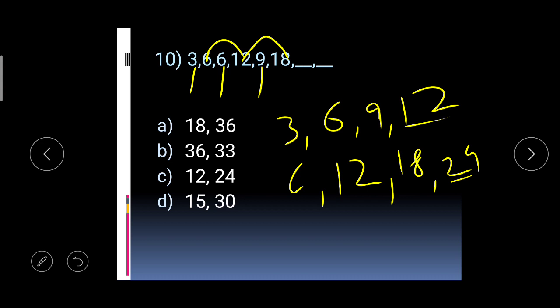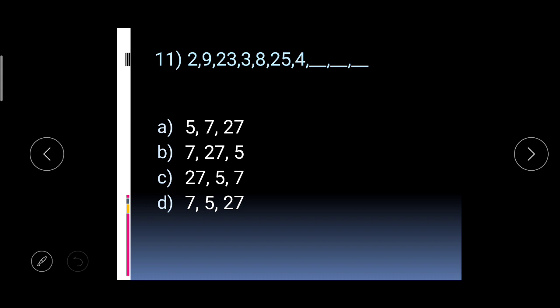So we have to be very careful what we have to fill here. We have to fill this series first, right? So our answer is what? 12 and 24. So our answer is C, right? Okay, let's see again.